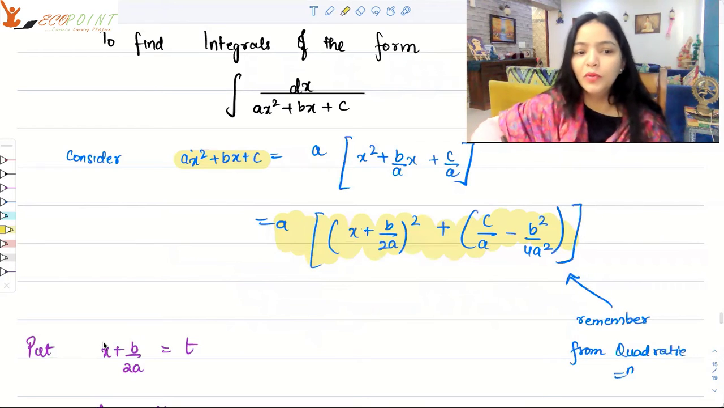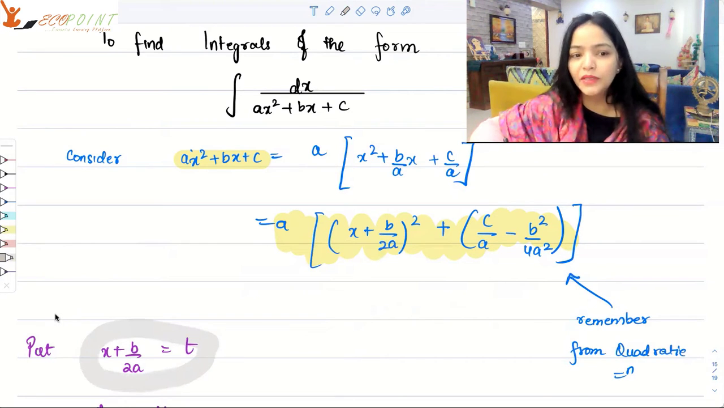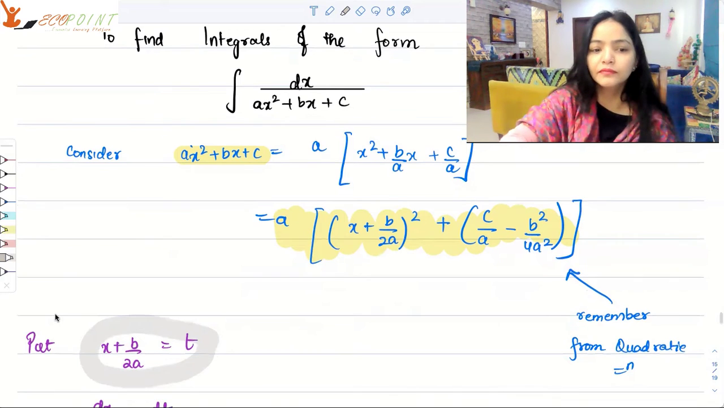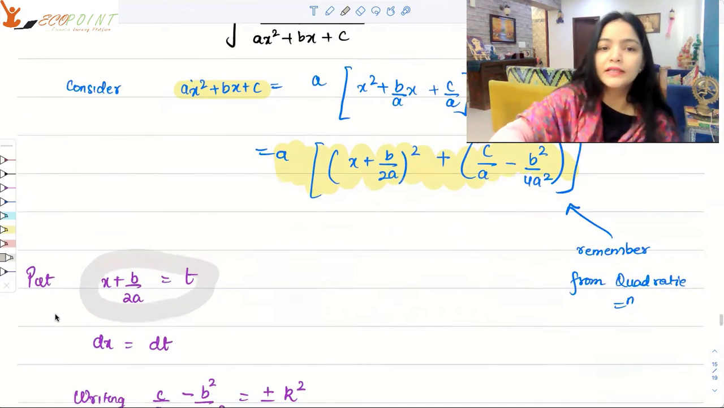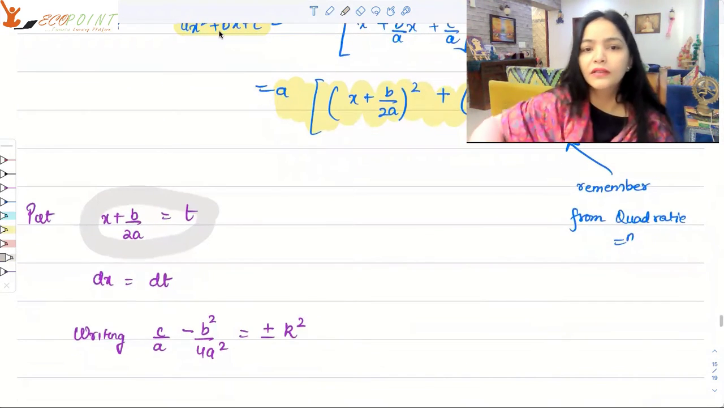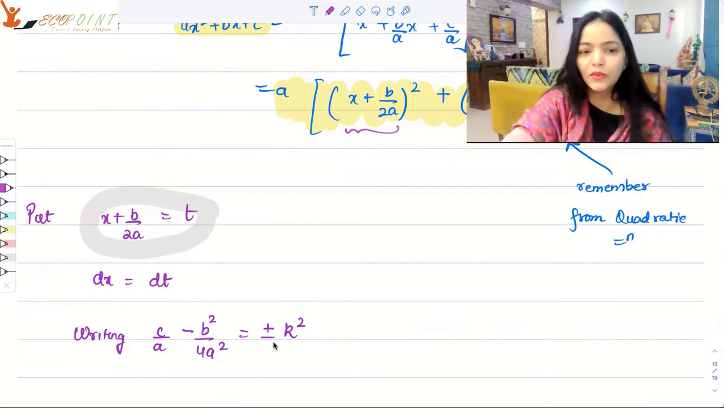Now in here, if you put x plus b upon 2a as t, dx will be equal to dt. Right? And this expression will look very simplified, because this becomes just t square, right? Now, if you write down c by a minus b square upon 4a square as plus minus k square, writing c by a minus b square upon 4a square as plus minus k square.